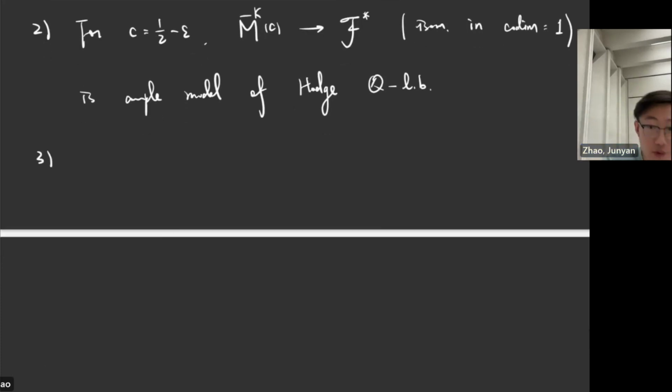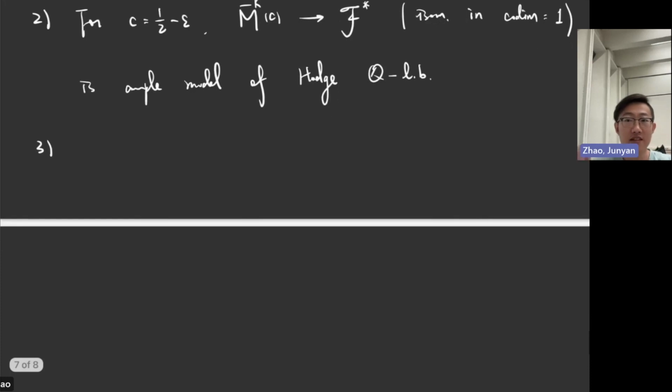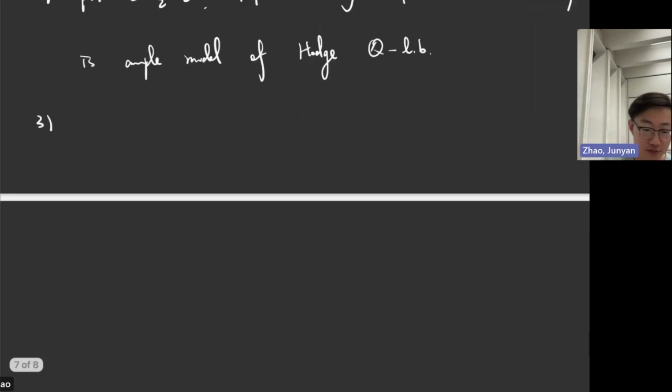So what if you vary c in between? Then, as I said before, a priori we know that there are finitely many walls, right? And the walls are connected by some flips. But for flips, there's a particular case, meaning that if you have a divisorial contraction, then on the other side you get an isomorphism. So this is our next result.